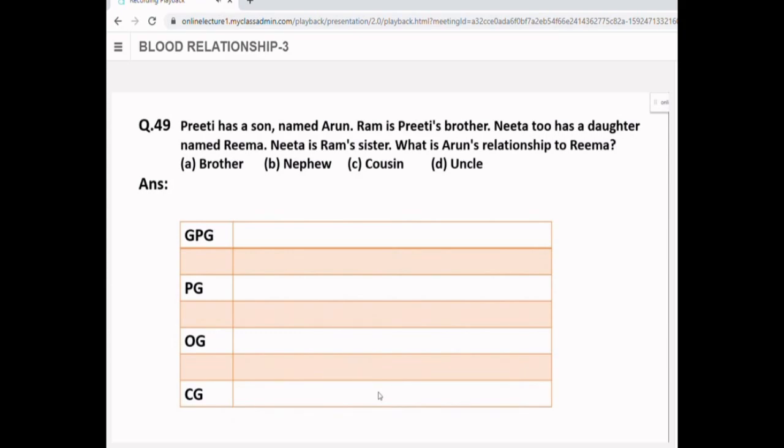Priti has a son named Arun. Priti's son is Arun. Arun's mother is Priti. Ram is Priti's brother.